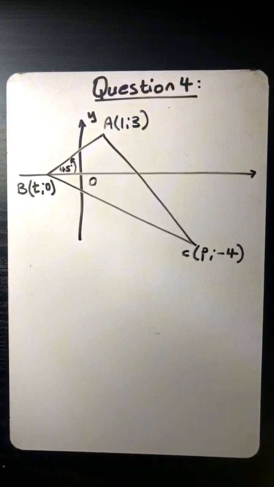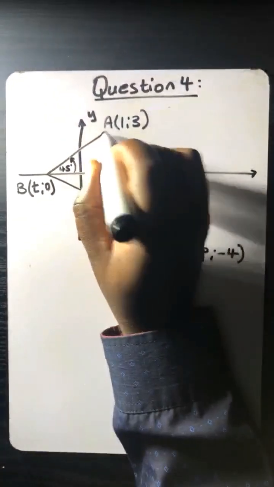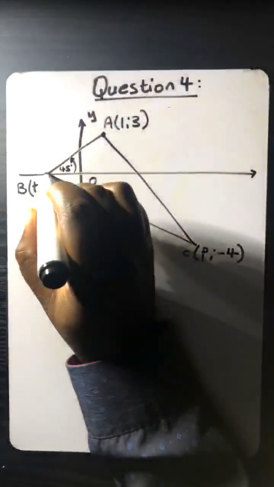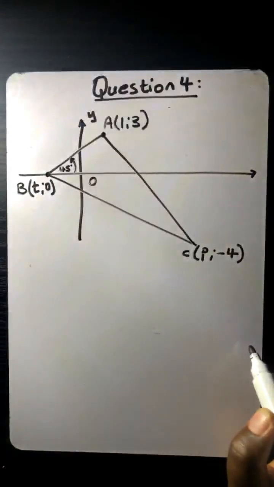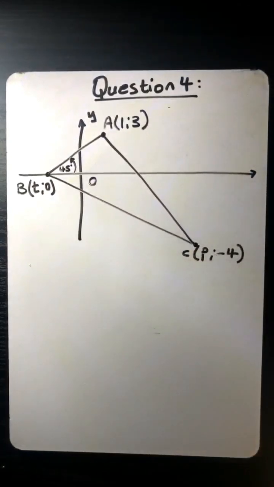So I'm about to read the given statement, which says A, B, C. The moment the examiner says A, B, C, let's look. Where's A? A is that point there. Where is B? There is B. Where is C? There is point C. They are saying A, B, C is a triangle.